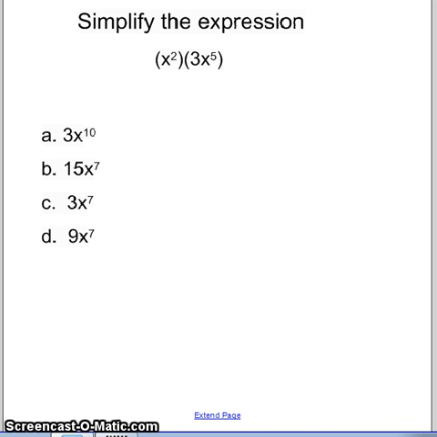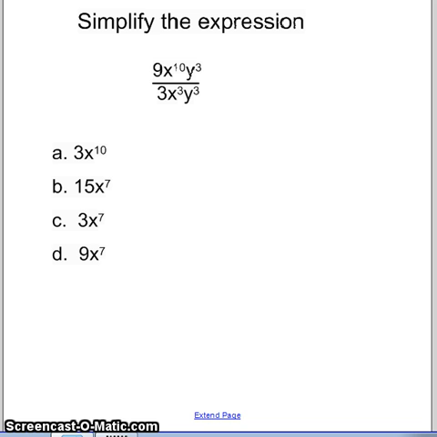So the answer to this problem is going to be 3x to the 7th. The law that governs that is x to the a times x to the b is equal to x to the a plus b. 2 plus 5 makes 7, and this is simply 3 times 1 for the coefficients. Division is kind of the opposite. Instead of adding the exponents, you'll subtract.